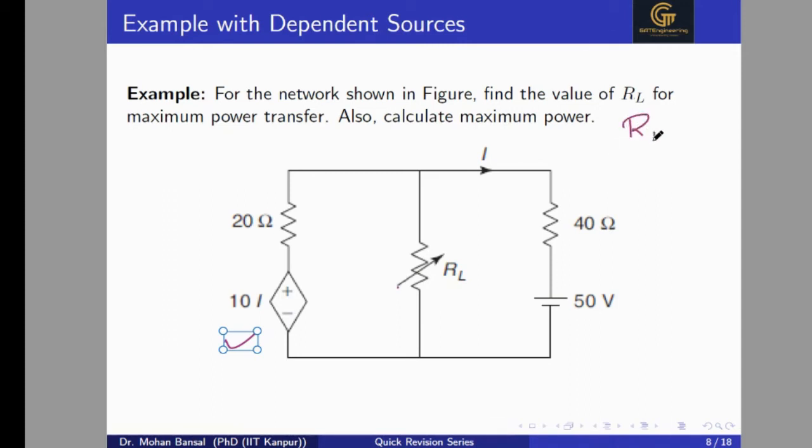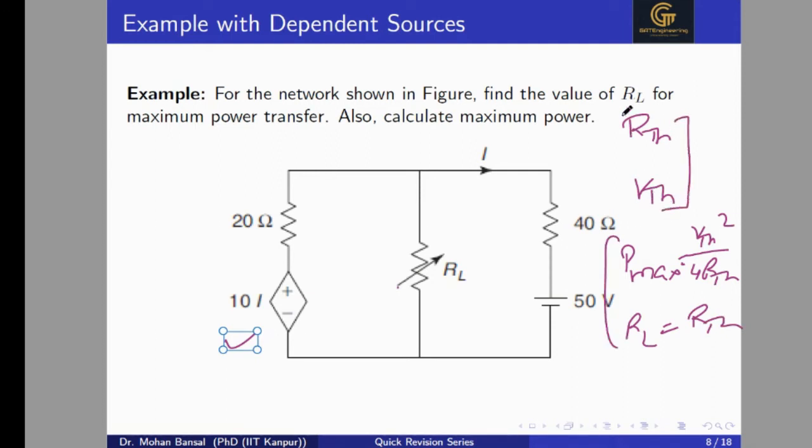We have to compute RTH, we have to compute VTH, then we can compute the P max, that is VTH squared divided by 4 RTH. This is a very important formula. And RL is equal to RTH. So overall, we require these two things. If you know these two things, you can easily calculate the RL and P max.